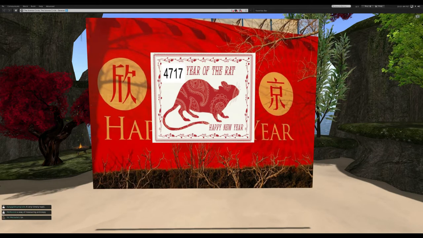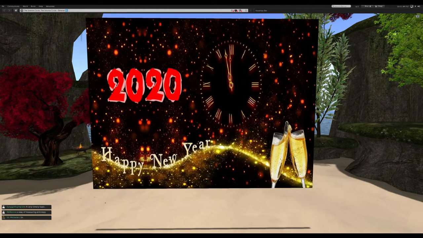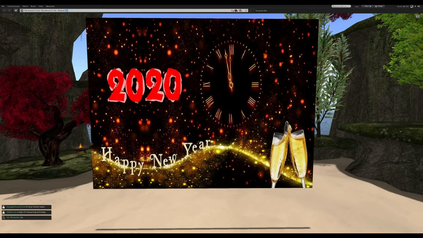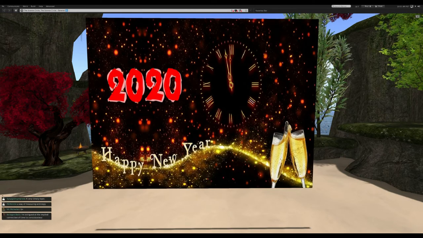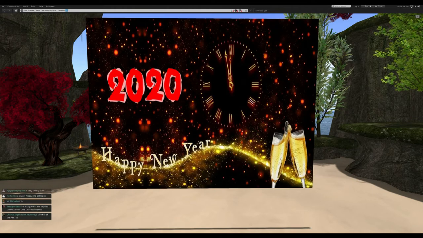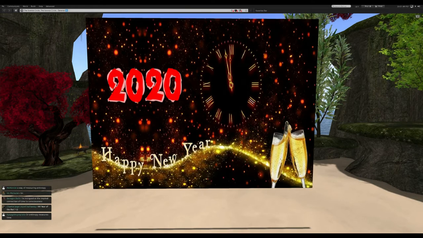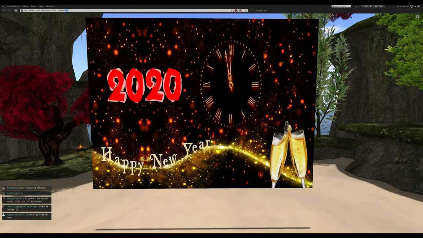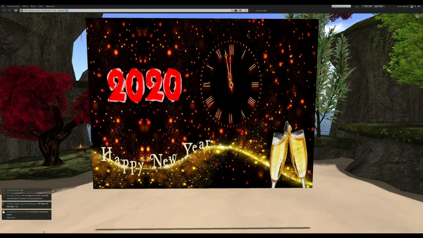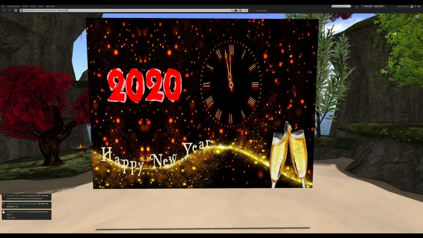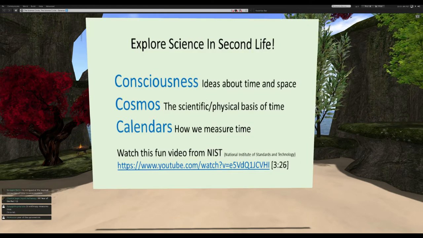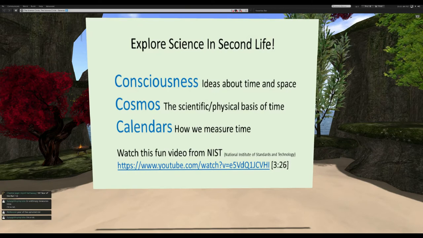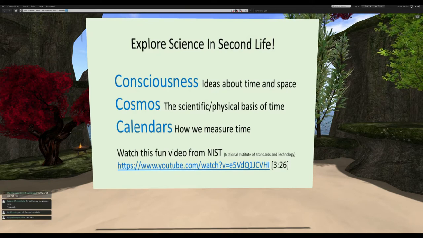How come we have two New Years? We had one just a couple weeks ago, which lasted for about 15 days. Then we've got one that was a couple months ago. Yeah, Year of the Rat. So it really depends on your perspective of time and your system for measuring it. We're going to take a little look at that today.